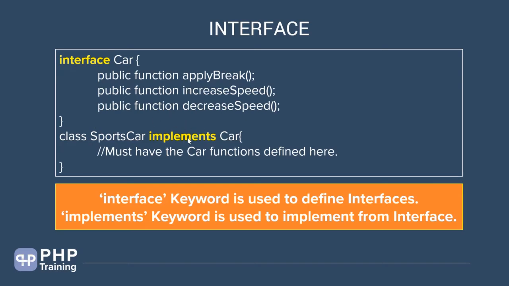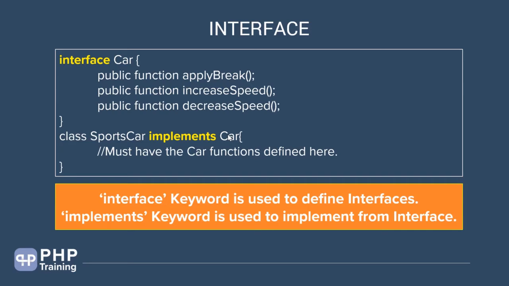The implementation of the interface is basically with a keyword called implements. In inheritance, if you want to inherit a class, you use extends. If you want to implement an interface, you write implements and then mention the interface name. So when you say the class SportsCar implements the interface Car, now the SportsCar is agreeing to the terms and conditions of that Car.